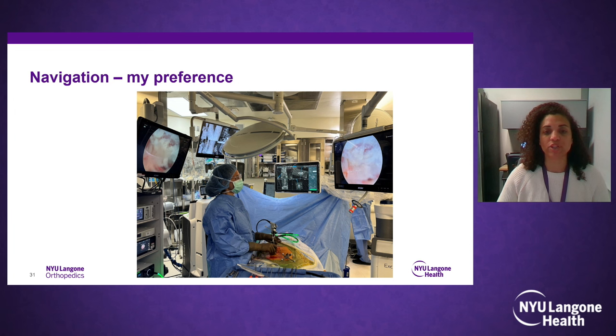This is just a picture of me using all the technologies I can. So I've got my camera, I've got a probe. Here on my screen, I can see where the probe is. And then on the camera screen, I can match that with where I'm looking, so I know exactly where my camera's looking. And then later, I can use the robotic assistance for my screw placement.